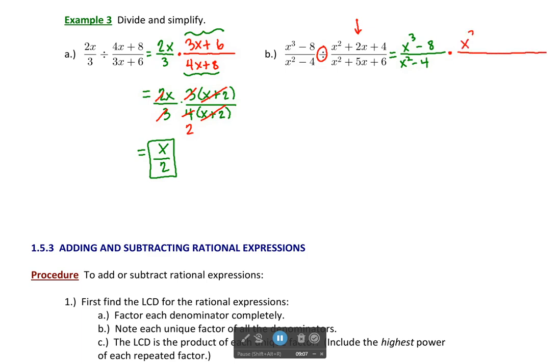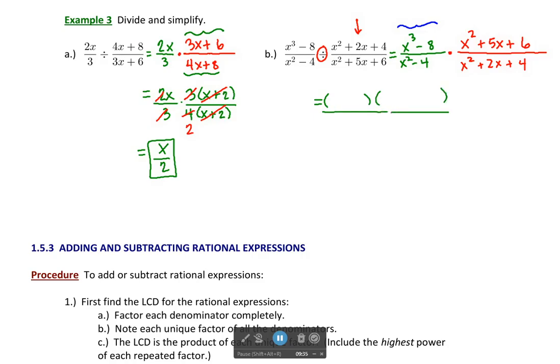So the change here, we have x squared plus 5x plus 6 as the numerator, x squared plus 2x plus 4 as the denominator. Then we need to work on factoring everything. I'm going to scoot over here a little bit so I can make sure and have enough room. So the first thing we want to factor here is x cubed minus 8, which is the difference of two cubes. So remember, we're going to have a binomial times a trinomial.